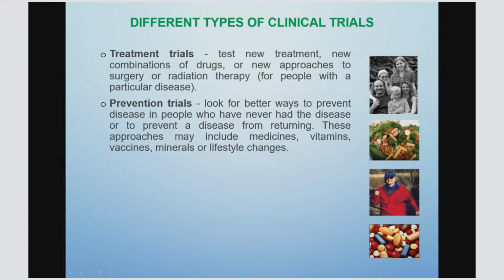So these approaches may include medicine, vitamins, vaccines, minerals, or lifestyle changes. So basically, vaccine is part of that. अभी हम लोग कोरोना वैक्सीन ले रहे हैं कि we should prevent, even जिसको नहीं हुआ है कोरोना, उसको भी वैक्सीन ले रहे हैं कि हम लोग को आगे ना हो, विटामिन्स होती है कि कोई विटामिन की कमी ना हो। All these things we do in clinical trials, that is called preventive trials.